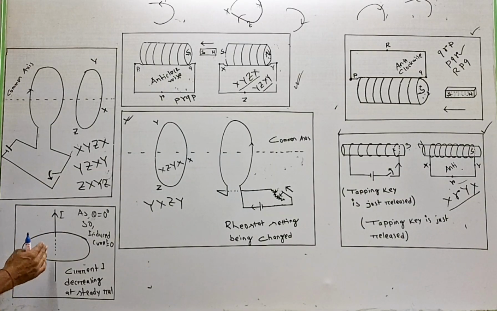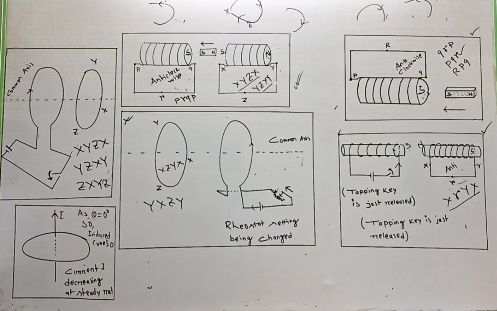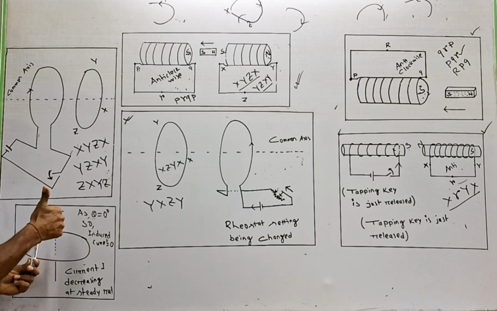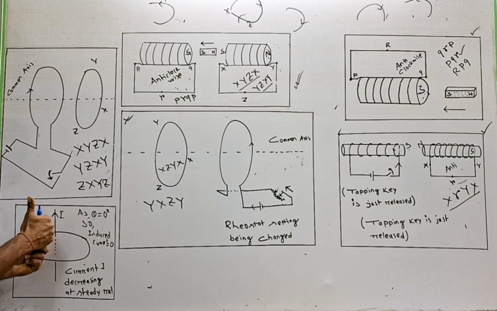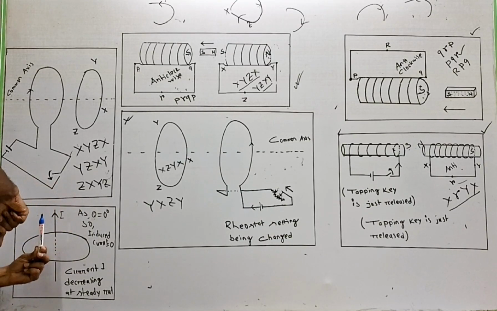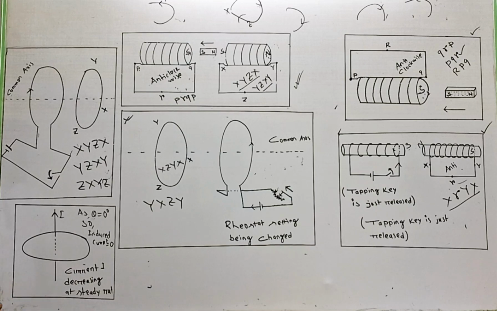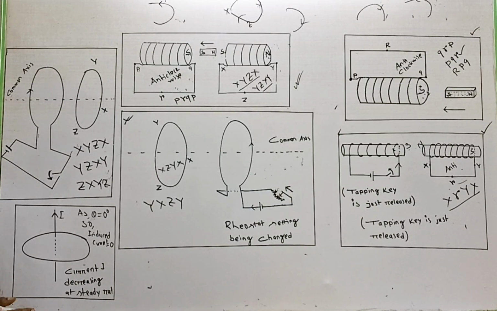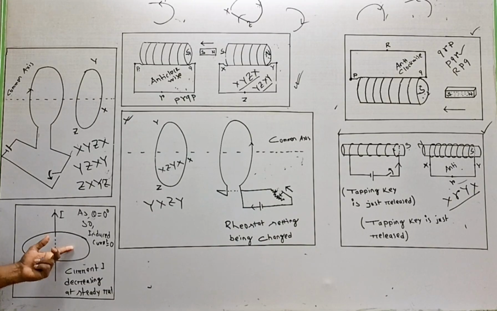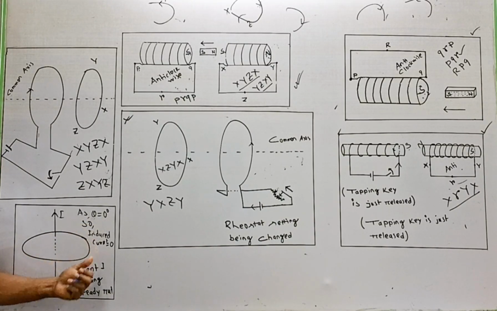And current is decreasing at a steady rate, it is given. But in this case, what happens, you see, current flows in this direction. This is the direction of current, and if you hold it, these fingers are the direction of magnetic field lines. And the coil is also here. So in that case, if you find the cross product, theta will be 0. So that's why in this case, theta is 0 degrees, induced current will be 0.